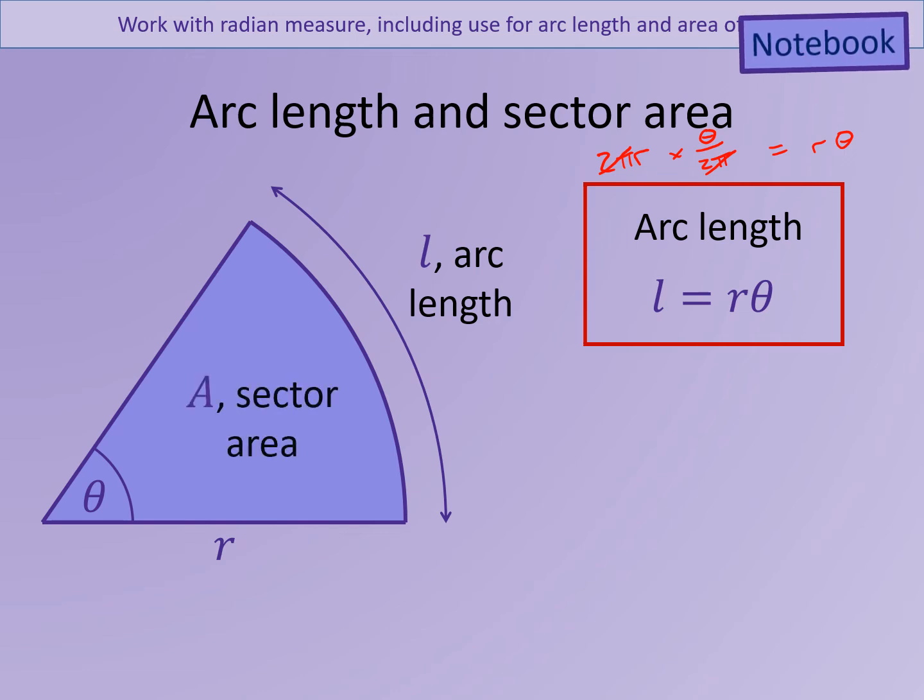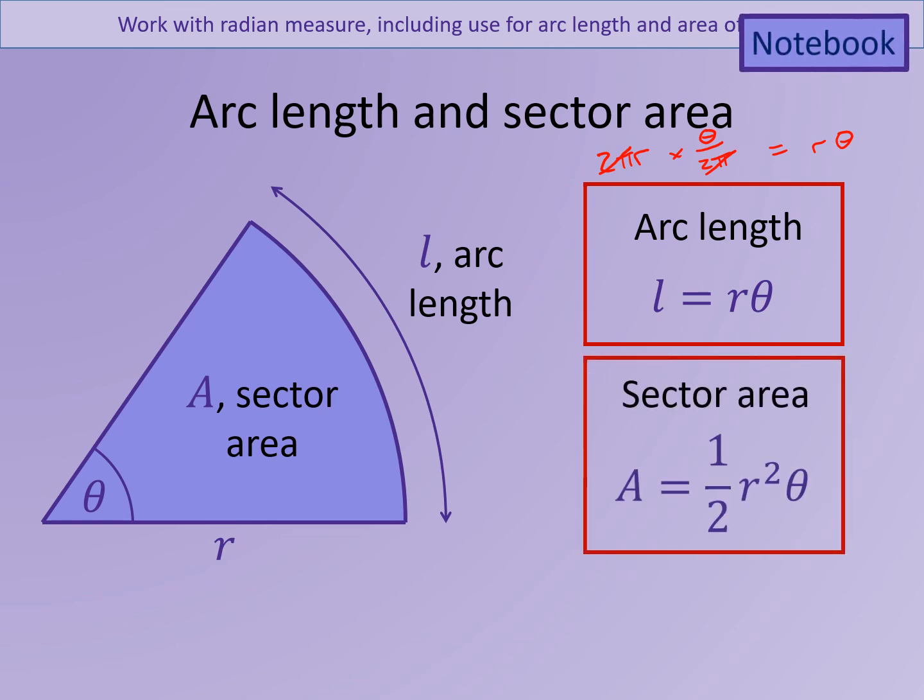Similarly, for the area of the sector, we have this formula. We can arrive at this formula by saying we know the area of a full circle is pi r squared, and the fraction of the circle that we have is theta radians out of 2 pi. And we can see here that the pi from here cancels with the pi here, leaving us with r squared multiplied by theta over 2, which can be written as a half r squared theta.